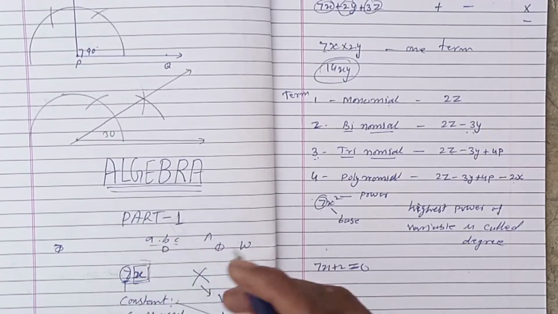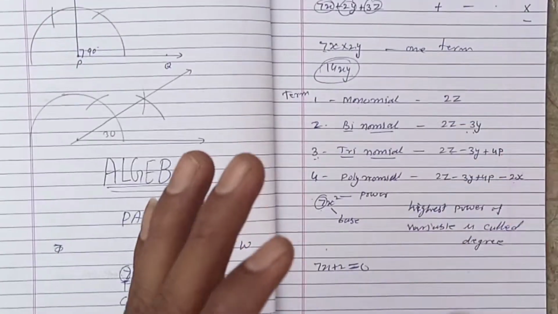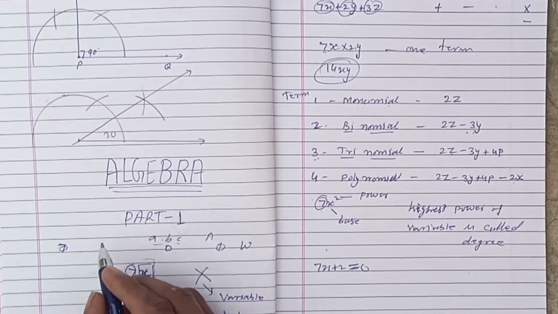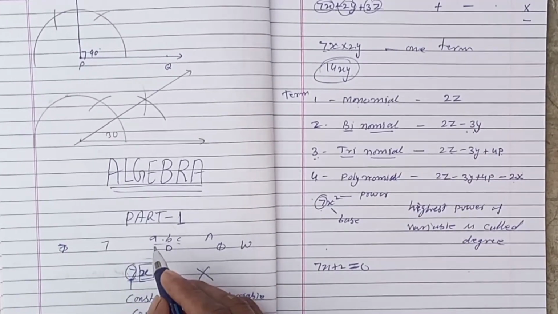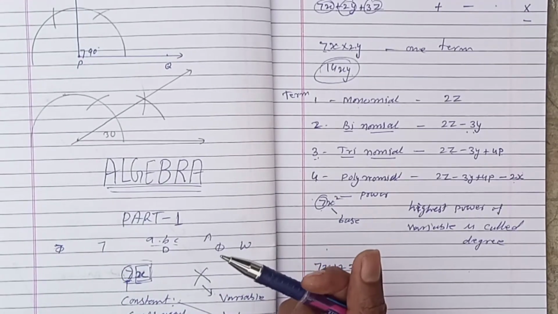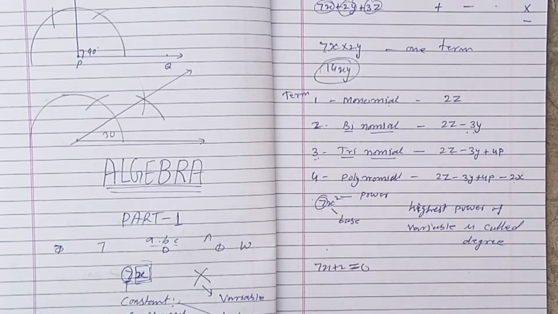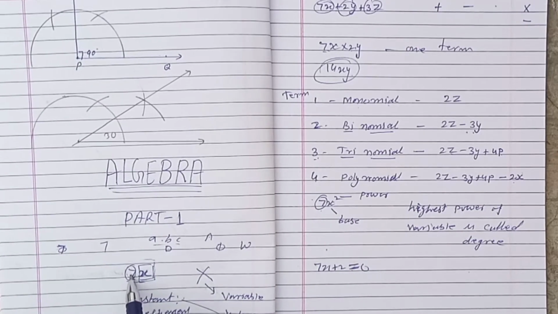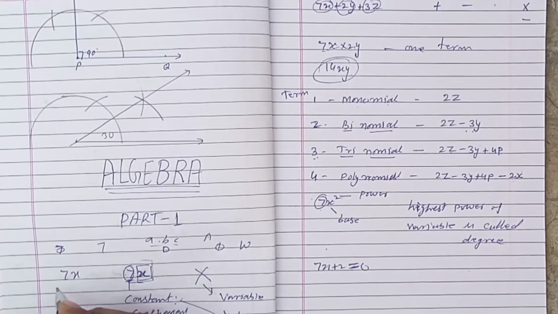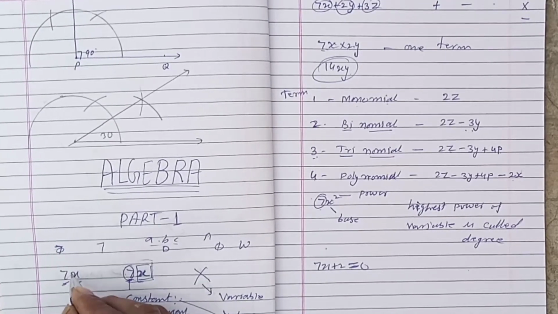Algebra means numbers written with some alphabets. Suppose any number is taken, say 7, and any alphabets are taken, like A, B, C, D, P, Q, R, X, Y, Omega, Theta, Psi, Phi. Here the term becomes 7x. In that, 7 is the number and x is the variable.